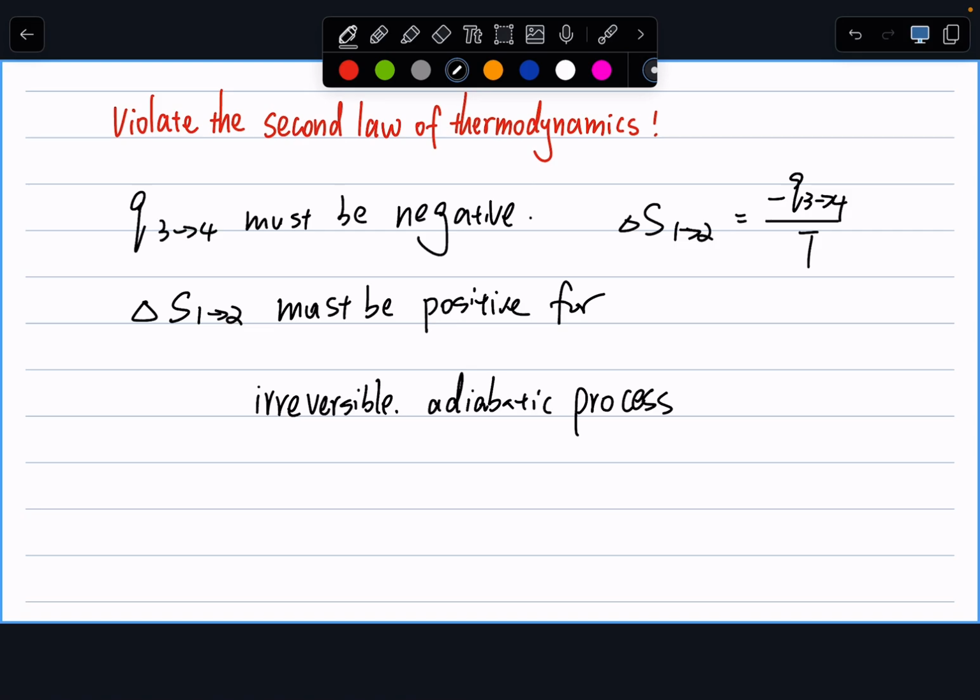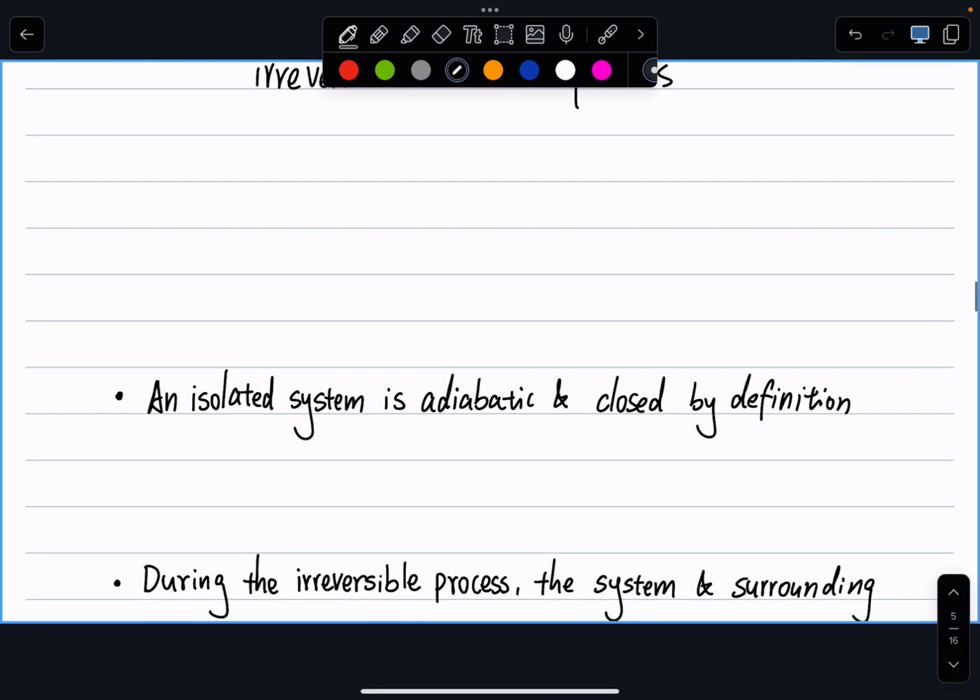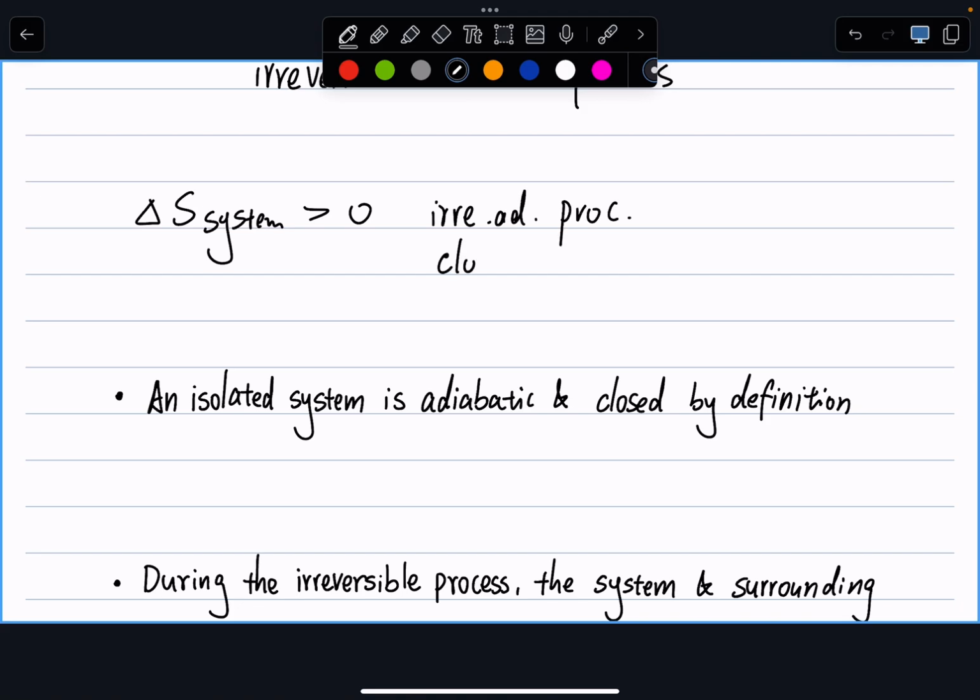Or the other way to put it is, if we're looking at a closed system that undergoes an irreversible adiabatic process, within the system we have the delta S of this system larger than 0 for an irreversible adiabatic process, assuming this is a closed system.